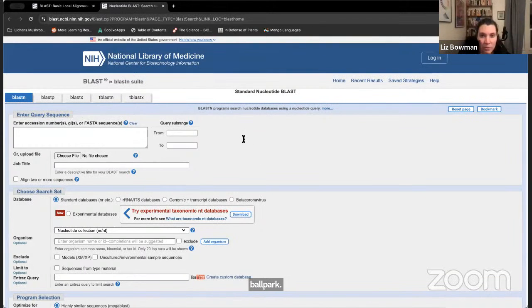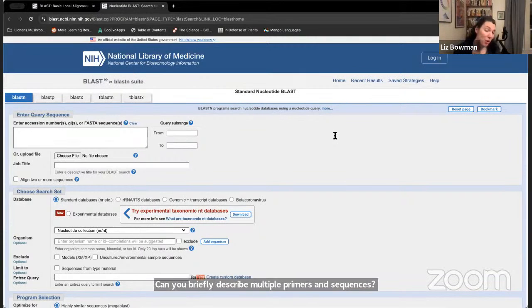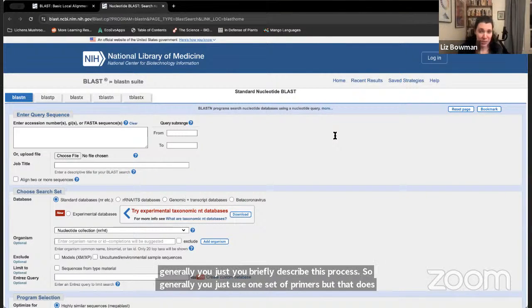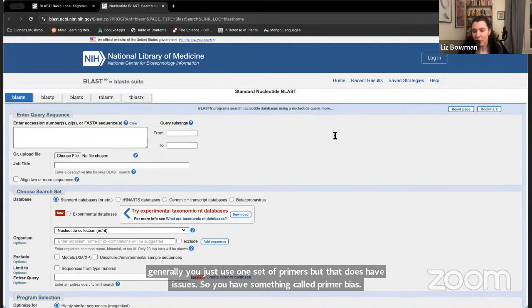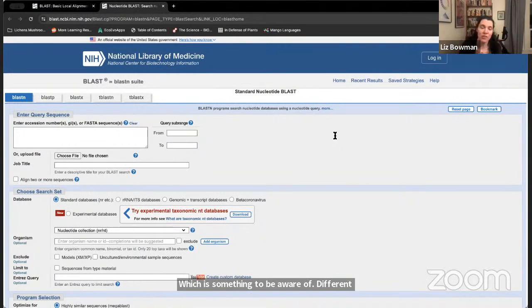I see a question from Betty/Elizabeth. So it seems like trying to ID all the parts of a diverse sample like soil would involve multiple primers and sequences. Can you briefly describe this process? So generally you just use one set of primers, but that does have issues. You have something called primer bias, which is something to be aware of. Different primers work better for different regions. And so that's kind of what I was talking about with those lattiporous ones.